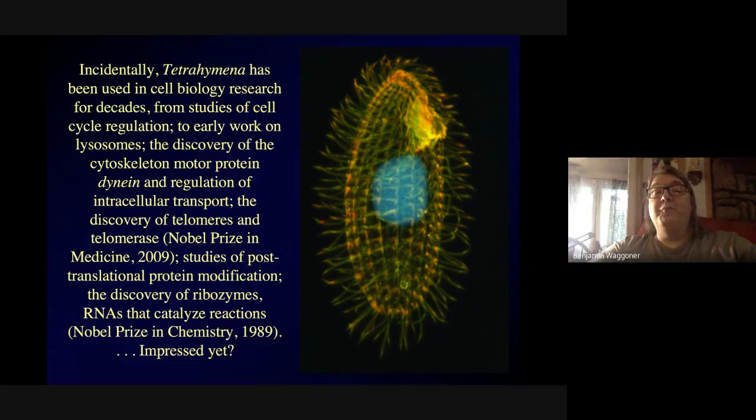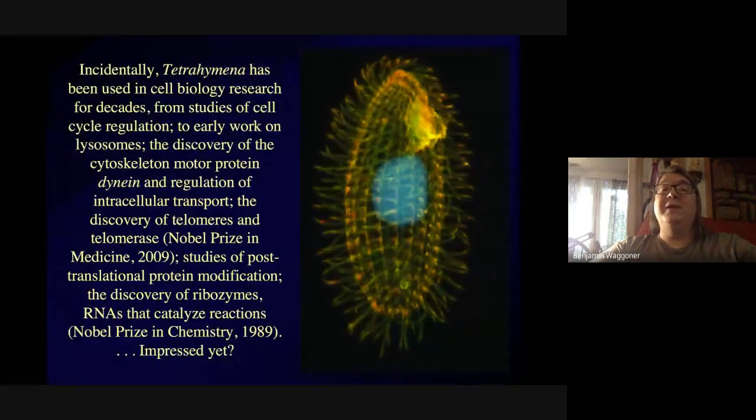The cytoskeletal motor protein dynein, this thing that looks like little legs, that was found in Tetrahymena. Cell cycle regulation, early work on lysosomes. Tetrahymena has been used an awful lot in some very basic cell biology research, and they've been doing it for decades.